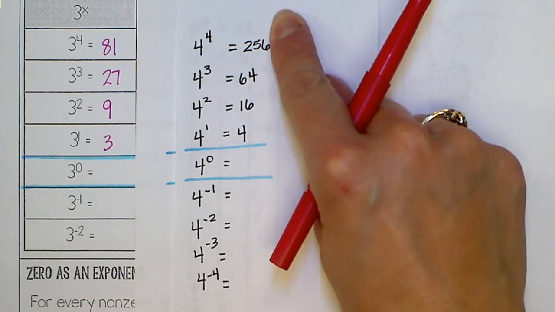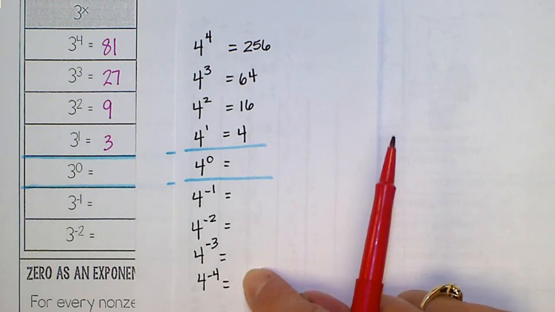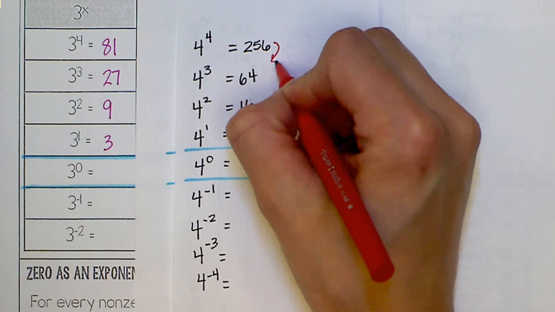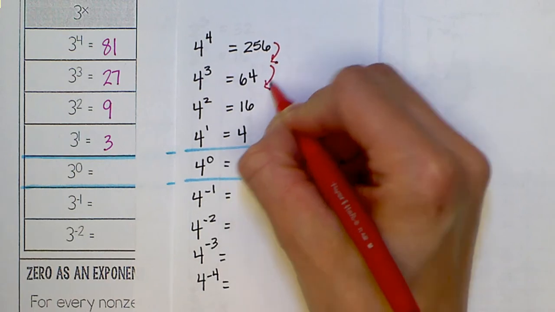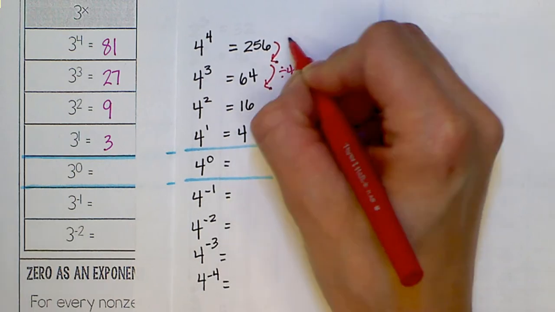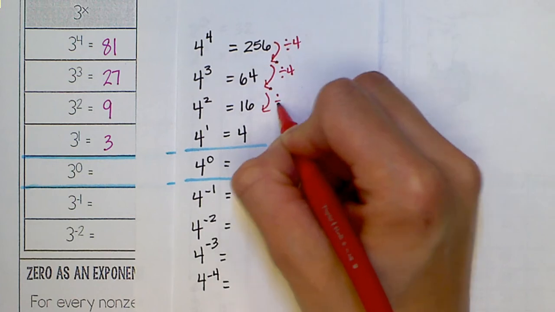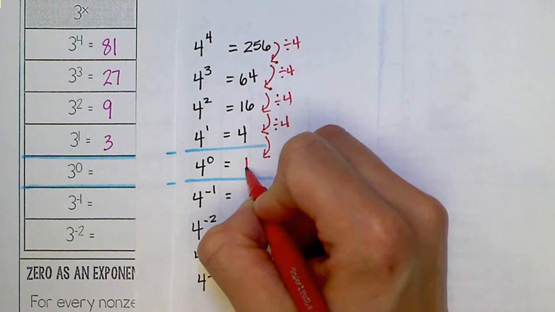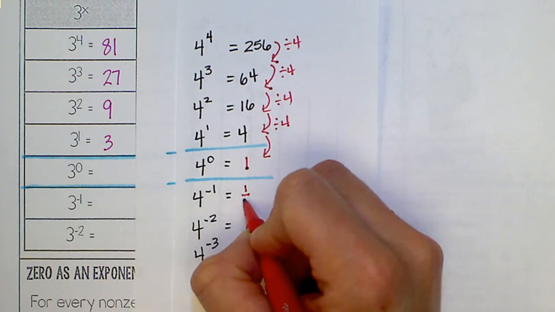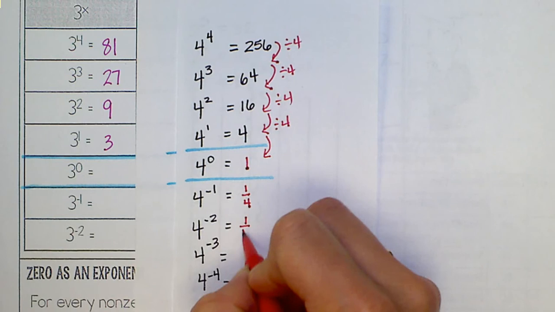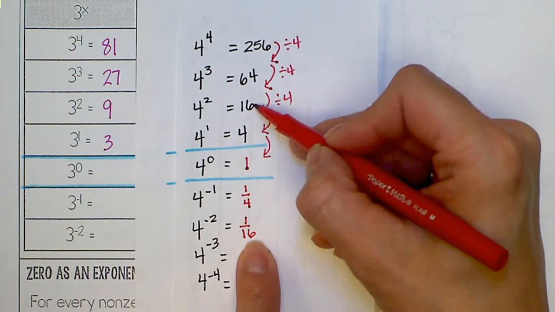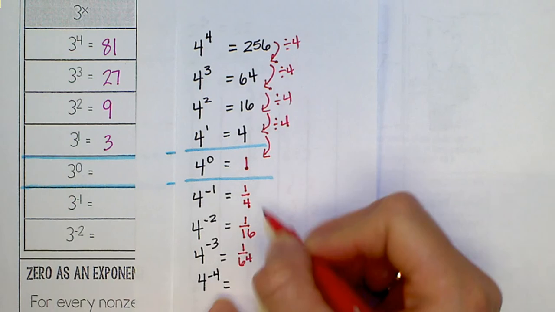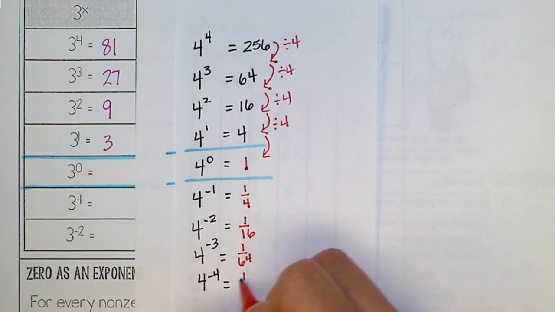But if we want to figure out something that happened before that, we're going to do the inverse operation. So 256 divided by 4 is 64. 64 divided by 4 is 16. 16 divided by 4 is 4. 4 divided by 4 is 1. 1 divided by 4 is 1/4. 1/4 divided by 4 is 1/16. You're going to notice a pattern. 4 to the negative third is 1/64. And then 4 to the negative fourth is 1 over 256.